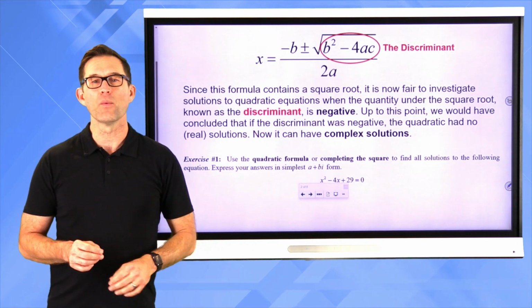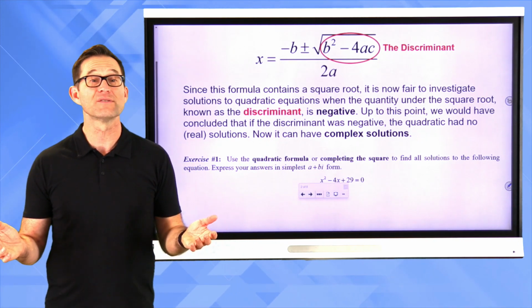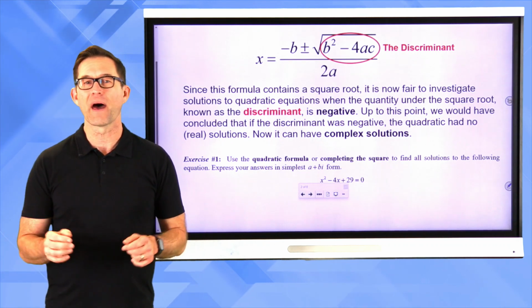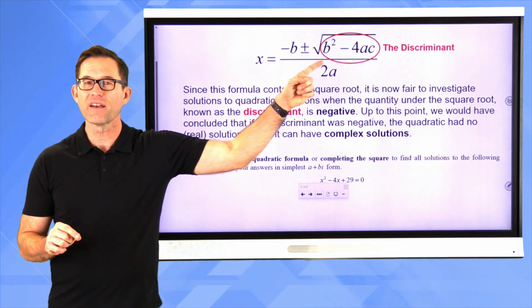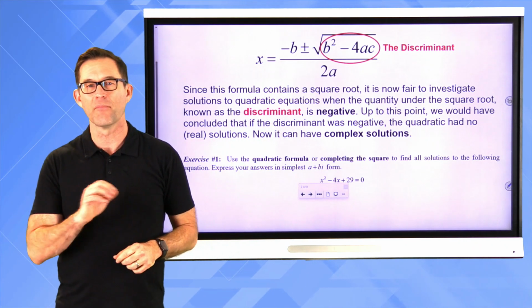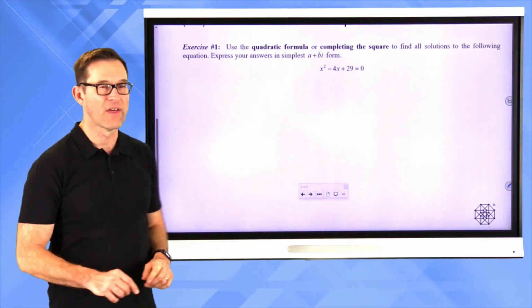Now, up to this point, we would have concluded that if the discriminant was negative, the quadratic had no solutions. And if we were really good about it, we said no real solutions. But now, if it's got a negative under there, it can have complex solutions. So let's jump right into one like that.